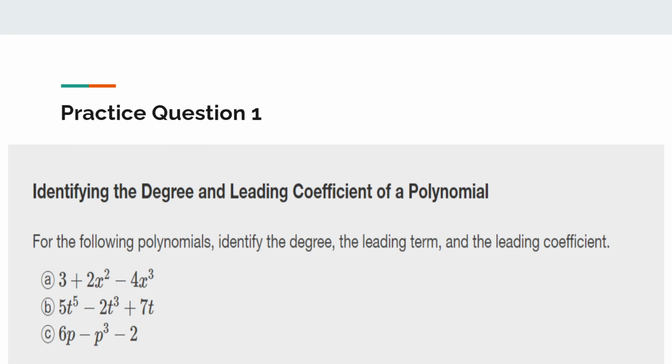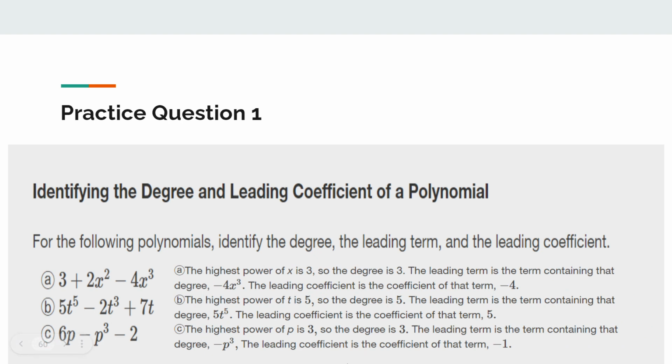Alright, so it's actually pretty simple. The first one, the degree is just 3, since the highest power of x is the third power. And then the leading term is the term containing that degree, which is just this negative 4 times x cubed. And the leading coefficient is just the thing in the front, so just negative 4.